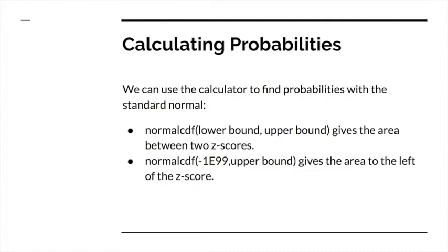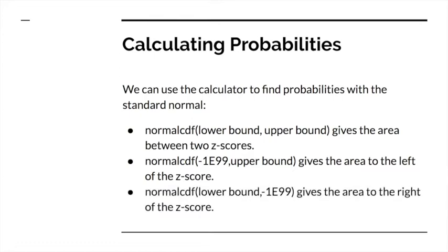But anyway, we're telling the calculator -1 times 10 to the 99th because, in terms of the calculator, that's close enough to negative infinity to give us a good answer. All right. So area to the left. Remember, the lower bound is -1 e to the 99th, and then in the upper slot you put the actual z-score for the upper bound.